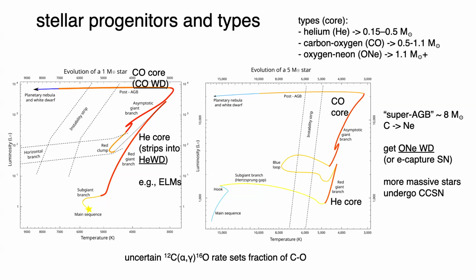On the left is basically what our sun is doing and will do. And on the right is a more massive star, maybe like 5 solar masses. They have similar evolution, though they look a little bit different. But basically, there are 3 sorts of white dwarfs that you should care about, and you can sort of see how they would come out. We can just focus on the left panel because they're similar.